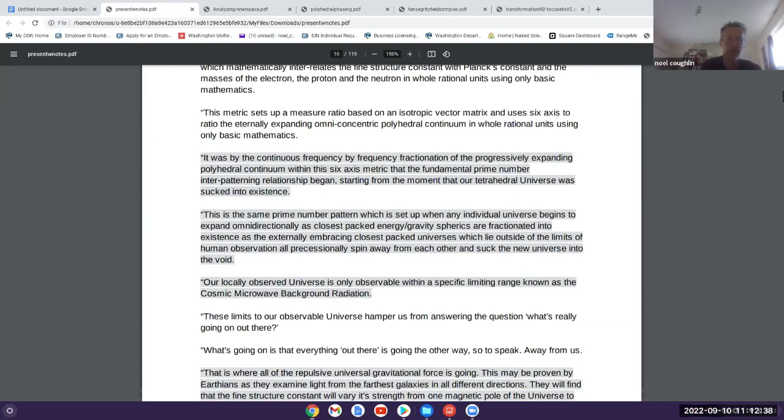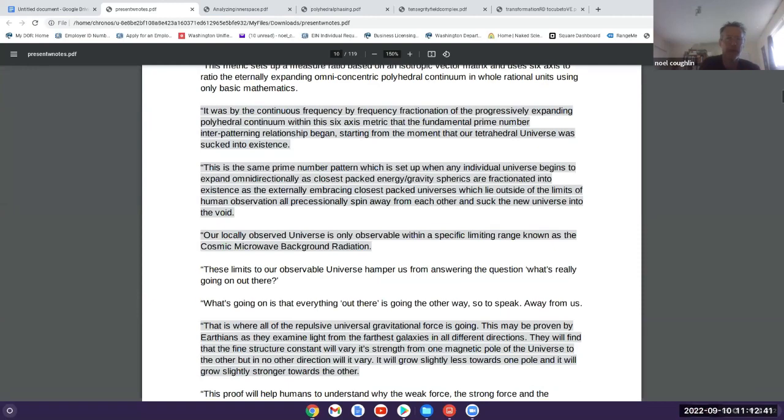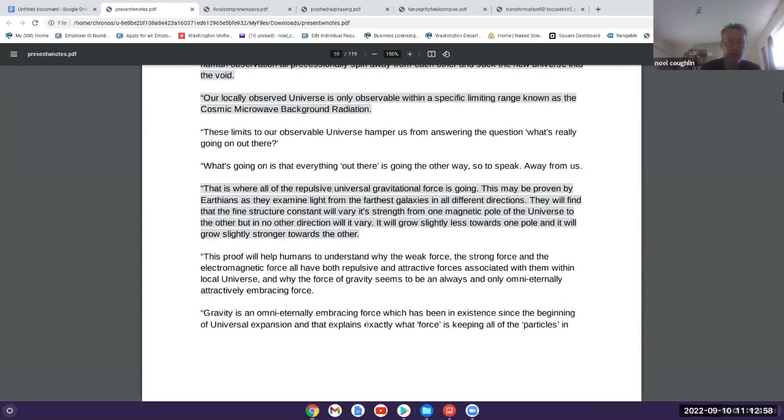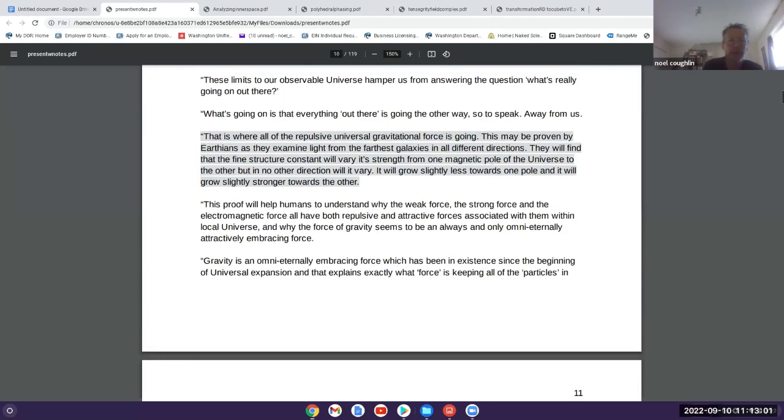Now that we can see beyond the cosmic microwave background radiation, we're starting to see other things. So our locally observed universe is only observable within a specific limiting range known as the cosmic microwave background radiation. I say here that there are these other universes outside of it, and I think that's interesting. I also say that this may be proven by us. If we examine light from the farthest galaxies in all different directions, we will find that the fine structure constant will vary its strength from one magnetic pole of the universe to the other, but in no other direction will it vary. It will grow slightly less towards one pole, and slightly stronger towards the other.